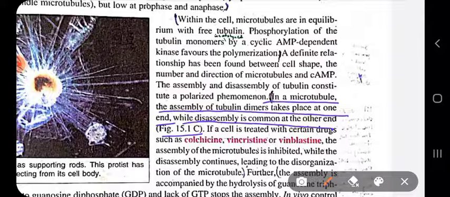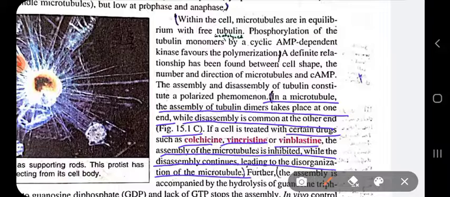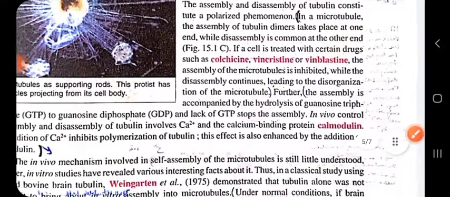Now, if we treat cells with certain drugs like colchicine, vincristine, or vinblastine, then assembly of the microtubules will be inhibited while disassembly will continue, leading to disorganization of the microtubules. If we treat the cells with colchicine, vincristine, and vinblastine, what will happen? The positive growing end of the microtubules will be blocked while disassembly will continue from the minus or slow growing end. That means the MTOC becomes non-functional at that time, leading to disorganization of the microtubules.